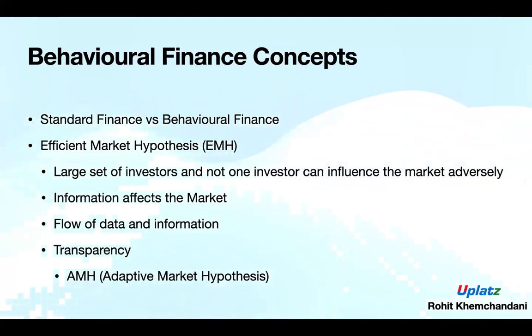So basically, there will be three types of forms of market efficiency. First will be the weak form, second will be the semi-strong form, and third one will be the strong form.